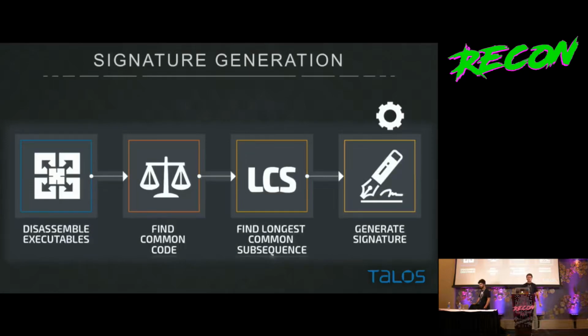So let's go to the interesting part, the signature generation. In the signature generation, we first disassemble the executables. Then in the next step, we try to find common code. Then for this common code, we need to find the longest common subsequence. I will go more into detail what that is in a minute. And finally, we generate a signature.